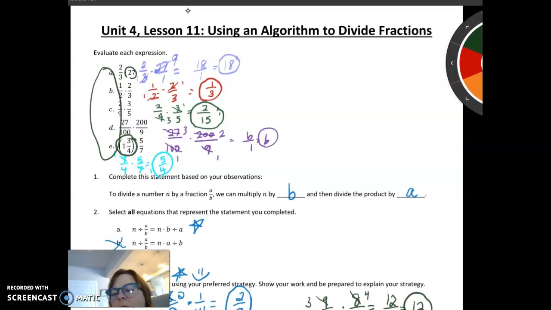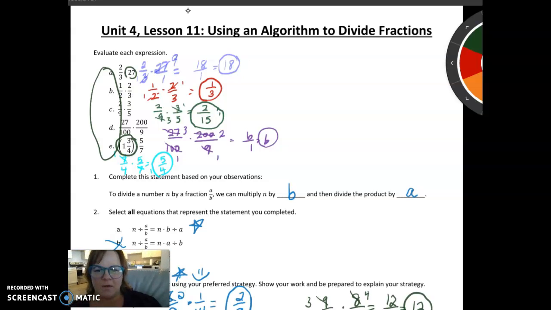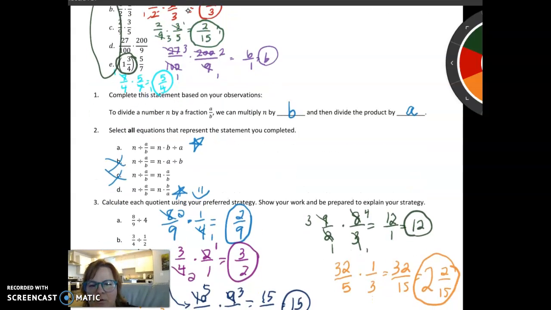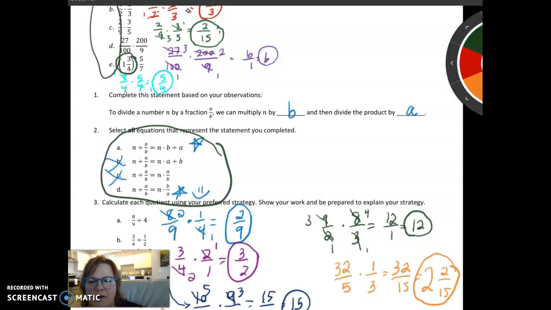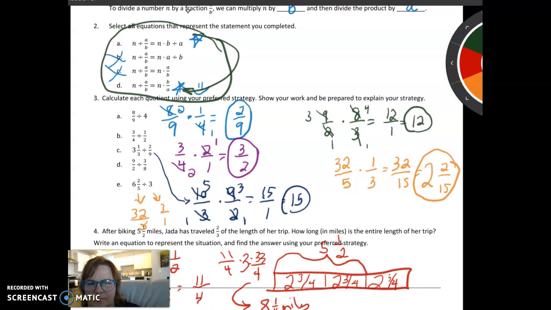All right, so here's what we figured out in the previous lessons. To divide a number n by a fraction a over b, we first multiply n by b, and then we divide the product by a. And so there's two ways here that we can see that written correctly. It's correct to say that n divided by a over b is the same as n times b divided by a. It's also the same to say that n divided by a over b is the same as n times b over a. So now we're going to apply that to some problems.